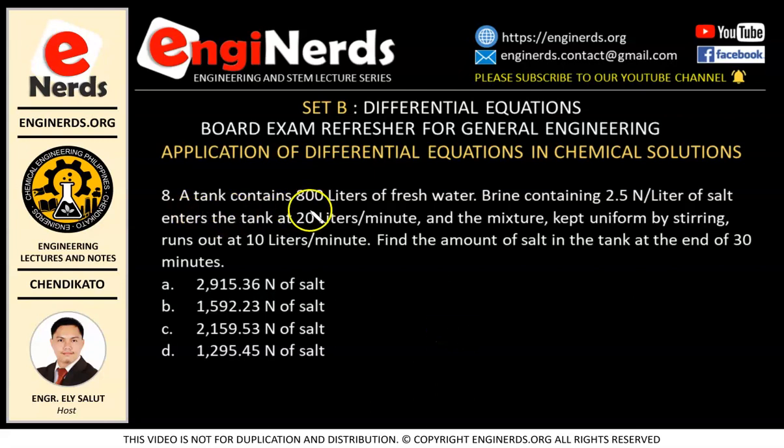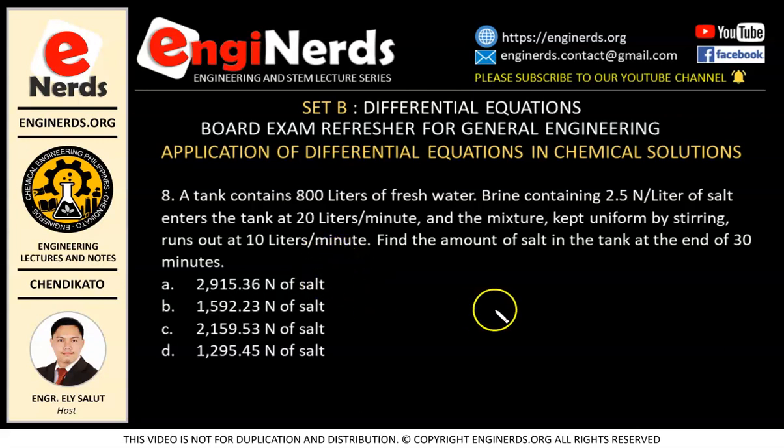A tank contains 800 liters of fresh water. Brine containing 2.5 newtons per liter of salt enters the tank at 20 liters per minute. And the mixture, kept uniform by stirring, runs out at 10 liters per minute. Find the amount of salt in the tank at the end of 30 minutes. And then we have our choices right here.